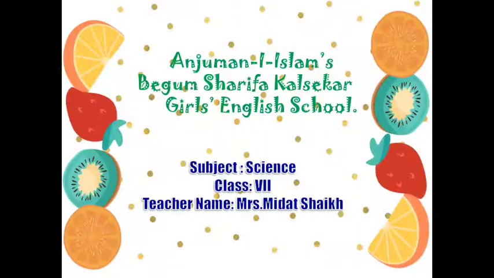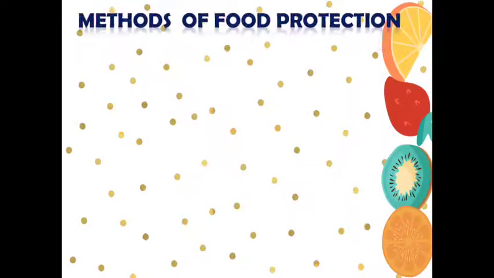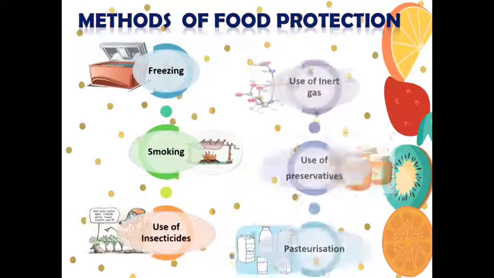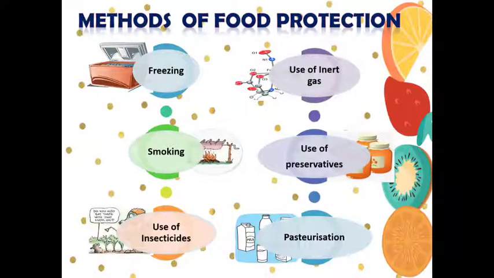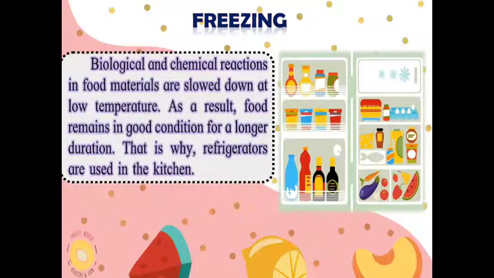Welcome back, dear students. This is the last section of the topic, food safety. These are the different methods of food protection: freezing, smoking, use of insecticides, irradiation, use of inert gas, use of preservatives, and pasteurization. In freezing, biological and chemical reactions in food materials are slowed down at low temperature. As a result of this, food remains in good condition for a longer duration. That is why refrigerators are used in the kitchen.